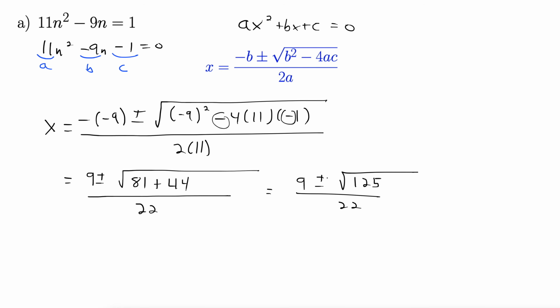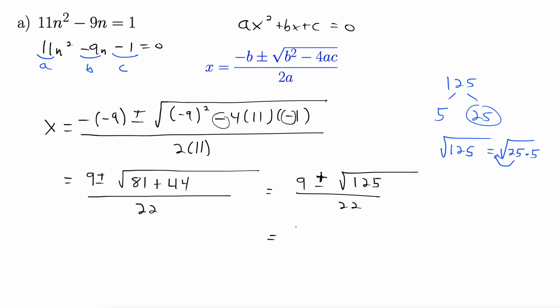Okay, so we're close here. The only thing is to see if we can simplify this 125 in here at all. We can. Let's take a look. We're looking for perfect squares that are factors of 125. Well, if we divide that by 5, we get 25, which is a perfect square. So the square root of 125 is really the square root of 25 times 5. Out pops a 5, and that leaves us with 5 root 5.